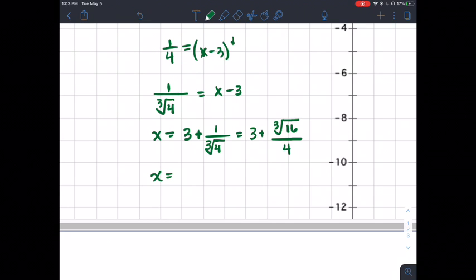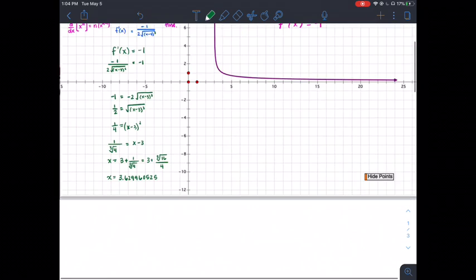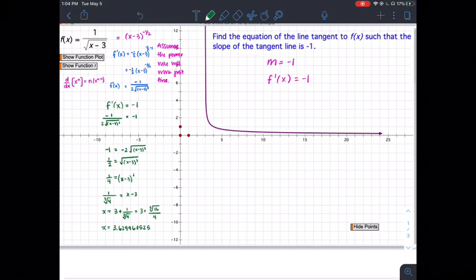We're going to do 3 plus 1 over the cube root of 4, and we get x is approximately 3.629960525, and that just keeps going. There's my x value. Beautiful. And you can see on your graph, if I were to go where x is 3.62999, or close to there, we have this point here.